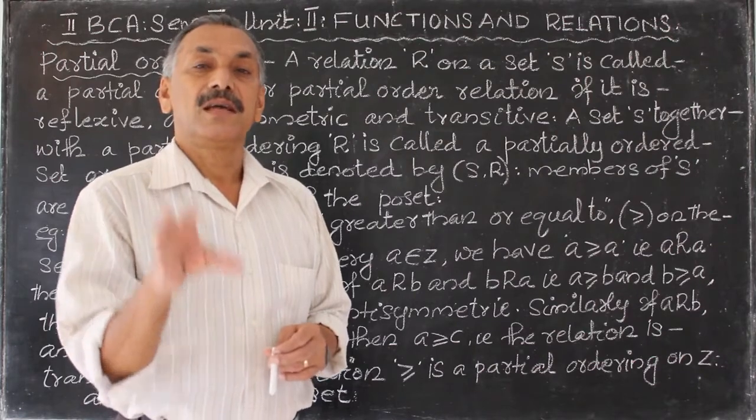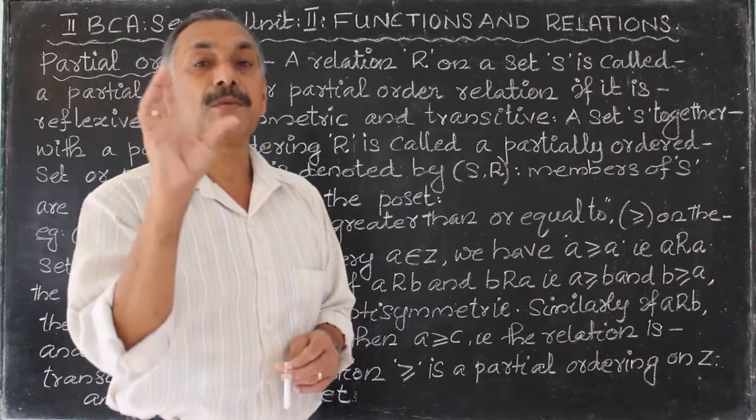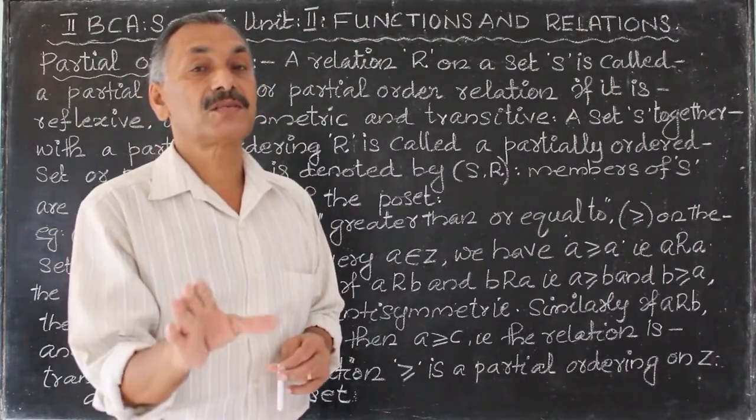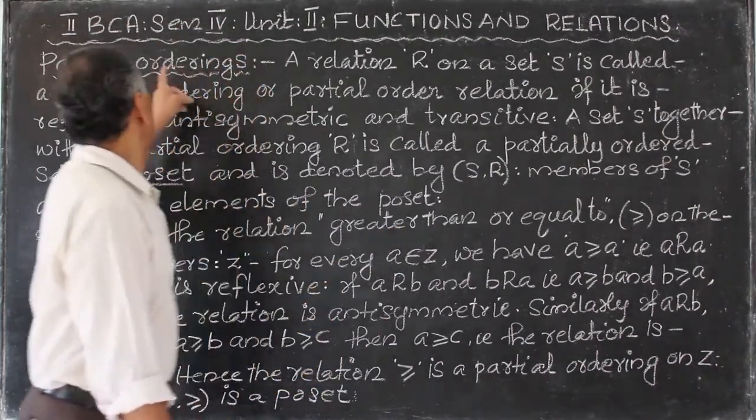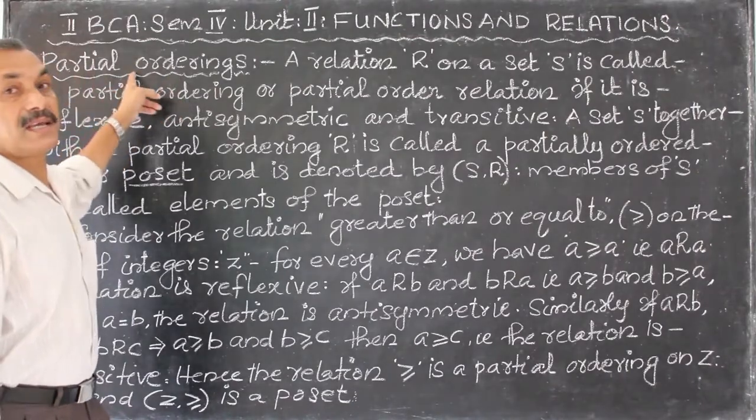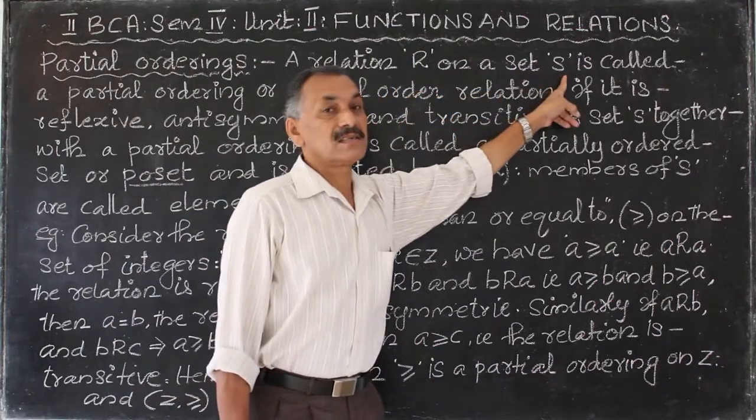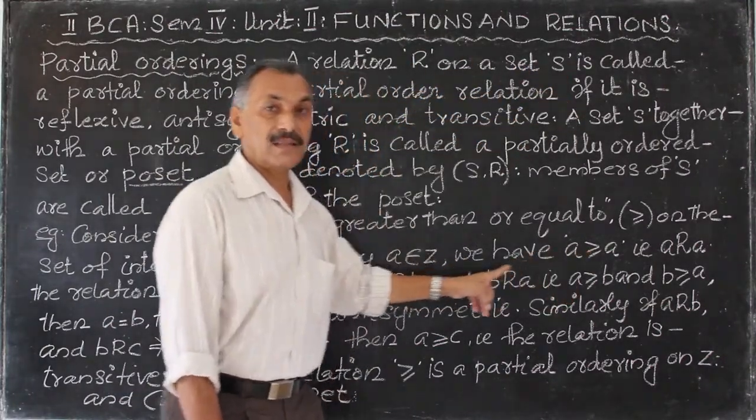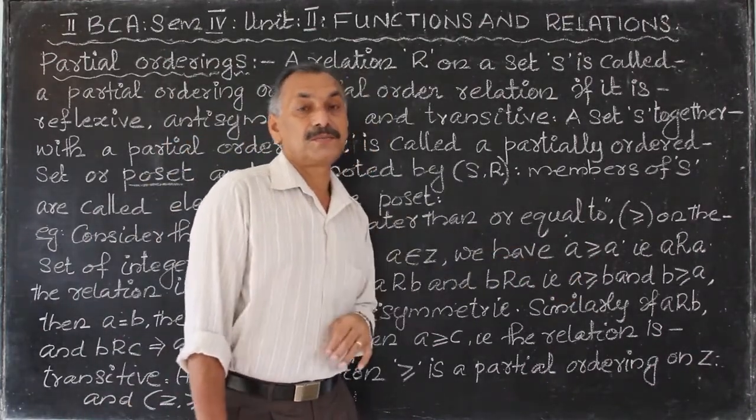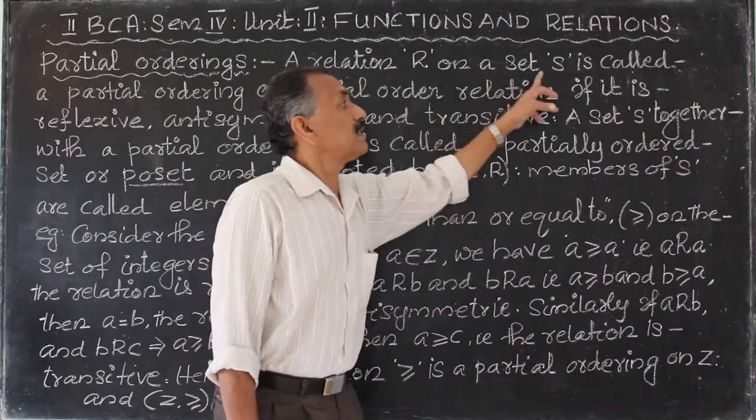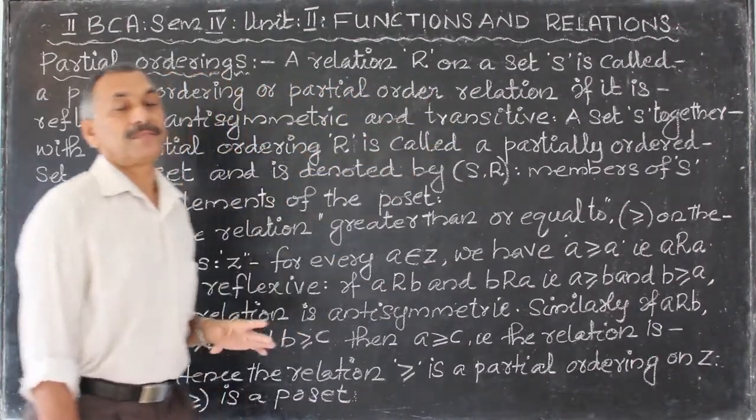Partial ordering means, for a set S, a relation R defined on the set S is said to be a partial ordering if it is reflexive, anti-symmetric and transitive. Now you get the partial ordering: a relation R on a set S. In this case, the set S is the set of integers and the relation R means greater than or equal to. The relation R on the set S is called a partial order or partial order relation.